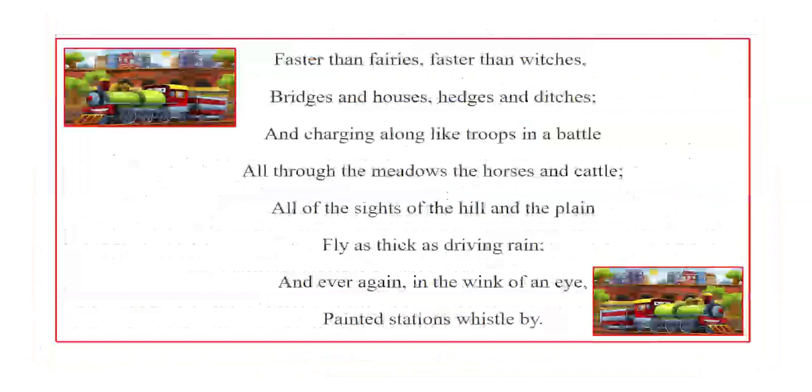Here, the poet is saying faster than fairies, faster than witches. Now he says that the train is moving at such a fast speed. He describes the journey by train and different scenes that he sees while traveling by train. He says that the train moves at a very fast speed. He can just get a glance of a few things and then they disappear altogether.